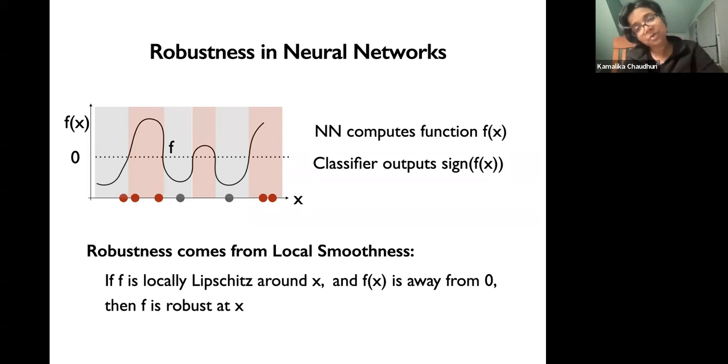And what we are going to do is assume that the robustness comes from local smoothness. So if you have an input x, and your f is locally Lipschitz around x, or locally smooth around x, and f of x is quite far away from 0, then f is going to be robust at x.